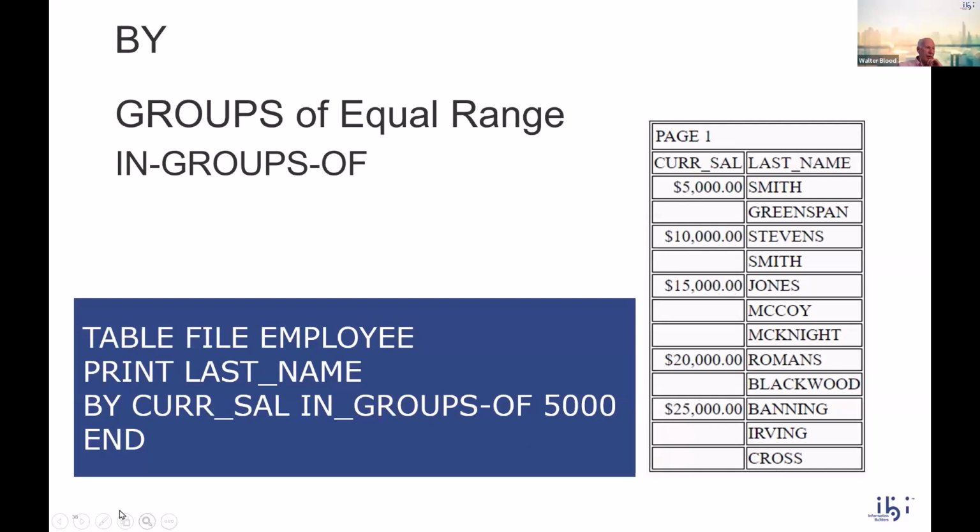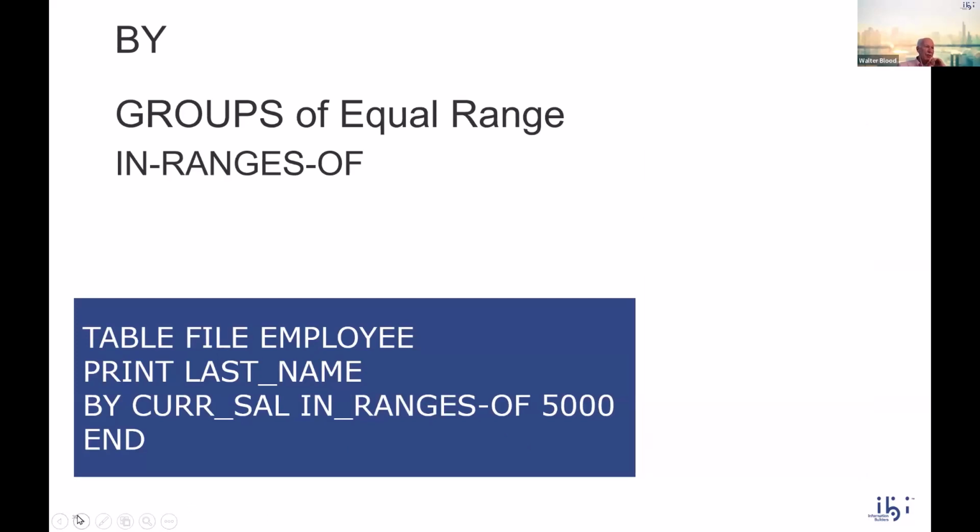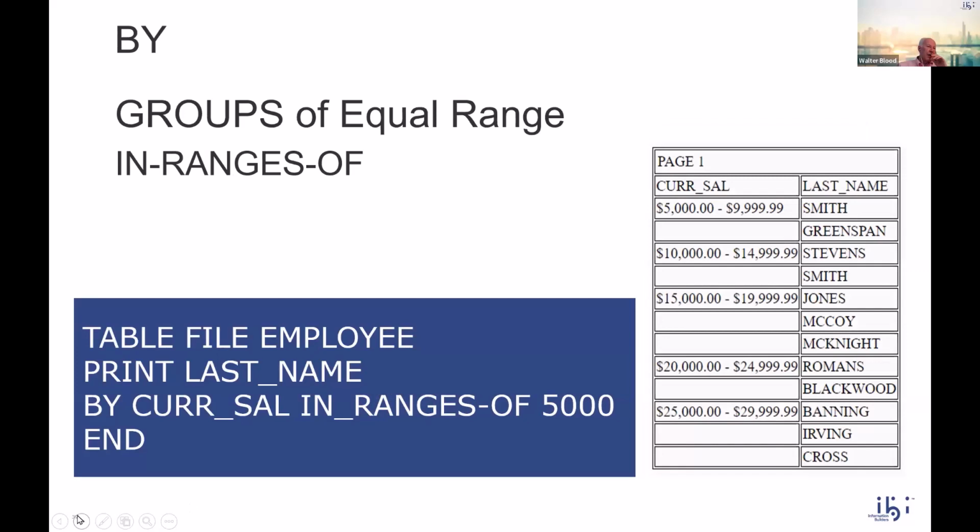Now, if I use ranges, what's the difference? Well, the difference with ranges is that ranges specifies the full range if you need to do that. It's exactly the same as in groups of, but it's actually showing the full range in the display on the current salary. So you see it's not just 5,000, it's 5,000 to 9,999.99. And that's based on the format of the field that you're currently working with.